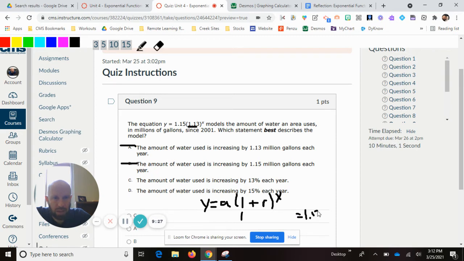The amount is increasing by 13 or 15, so we start with 1, and again, you're ending with 1.13, that means you start with $1, and you're ending with $1.13. How much did you add? You added 0.13. And again, if you take 0.13 and turn it into a percent, that decimal is going to come over twice. So that would be 13%. And that answer is C.